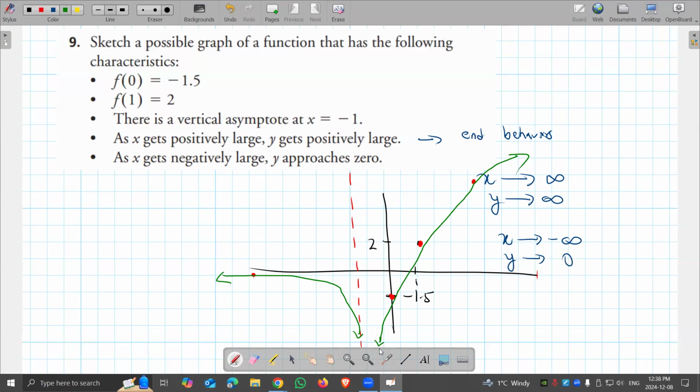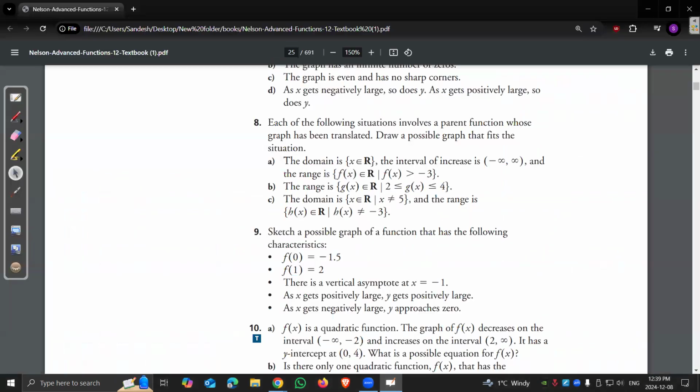There you go, that's the answer. Cool. Again, there's many answers, whatever works best for you, as long as you're satisfying all of the conditions.